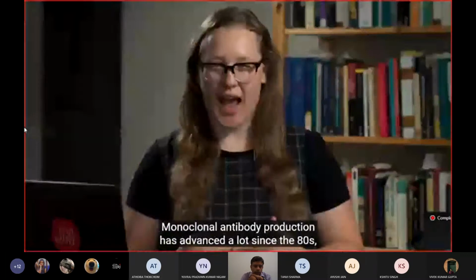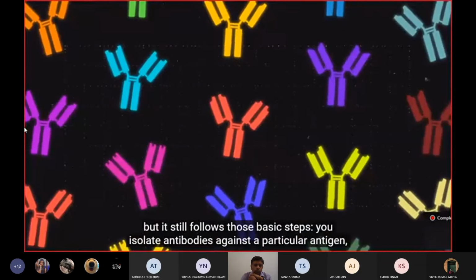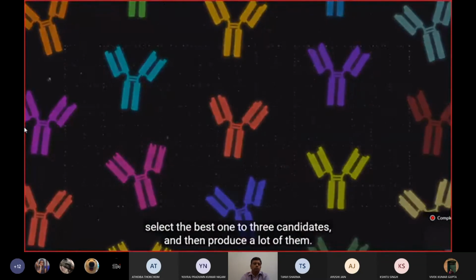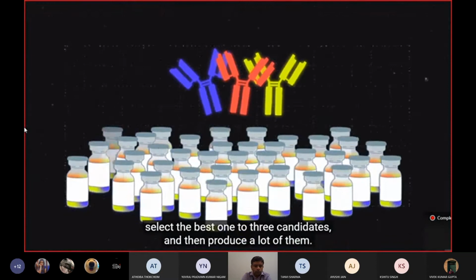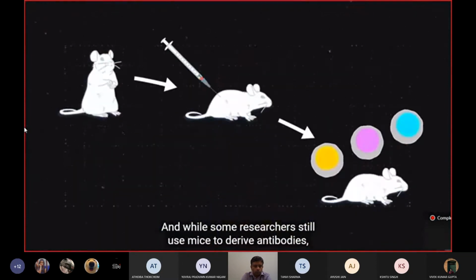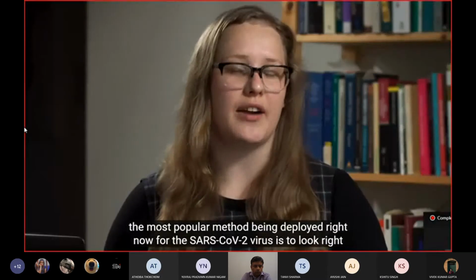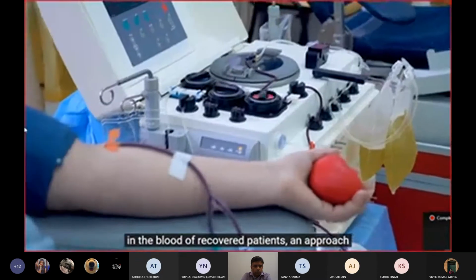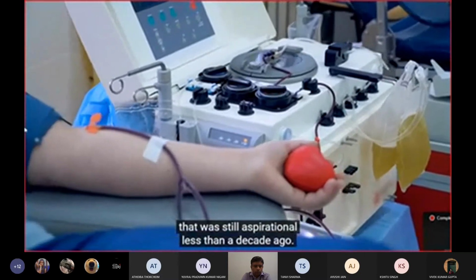Monoclonal antibody production has advanced a lot since the 80s, but it still follows those basic steps. You isolate antibodies against a particular antigen, select the best 1 to 3 candidates, and then produce a lot of them. And while some researchers still use mice to derive antibodies, the most popular method being deployed right now for the SARS-CoV-2 virus is to look right in the blood of recovered patients. an approach that was still aspirational less than a decade ago.